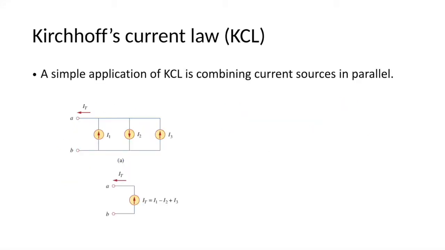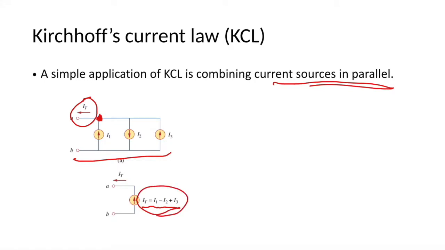A simple application of KCL is combining current sources in parallel. We can see there are 3 current sources in parallel, and IT is their total current. So we can apply KCL at this node. We know that IT equals I1 minus I2 plus I3. That's the total current. So we simplify the circuit. The circuit which has 3 current sources can be simplified to a circuit which has only 1 current source.